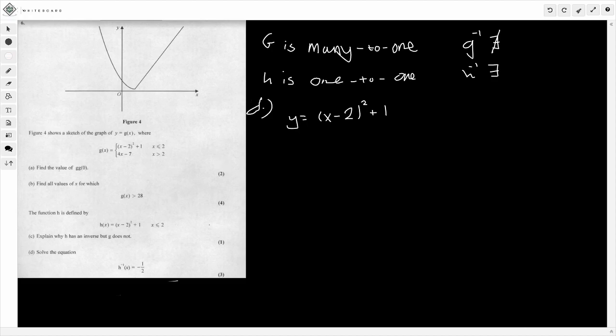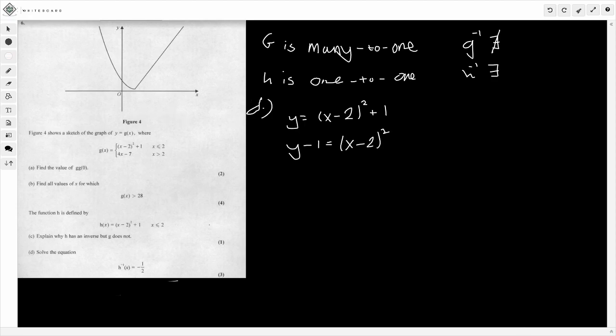So to rearrange this, we're going to rearrange for x. We need to get this in terms of x, and then we're going to flip at the end. So I can take this plus 1 across, that's y minus 1 is equal to x minus 2 all squared.